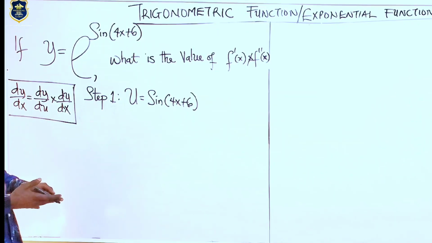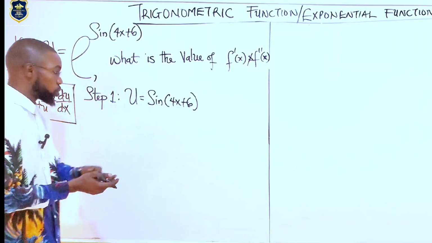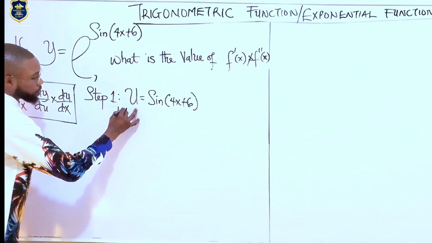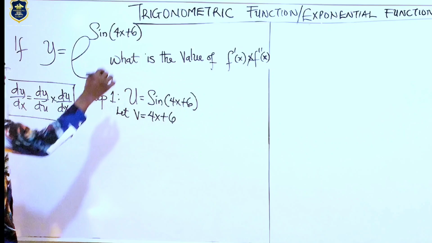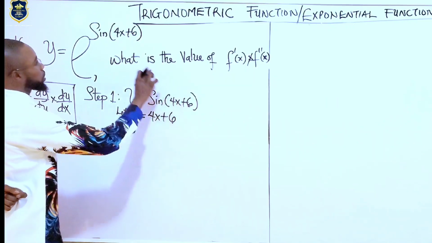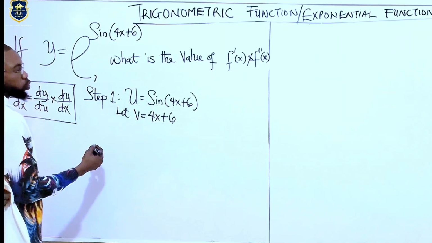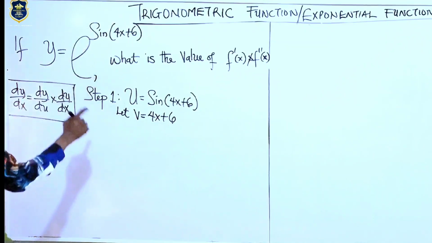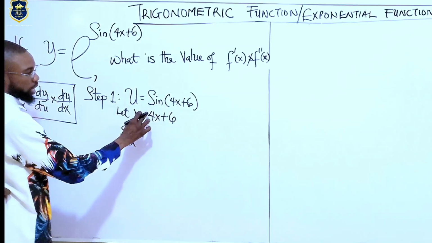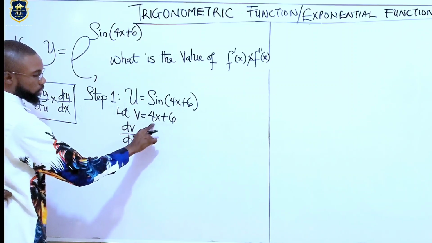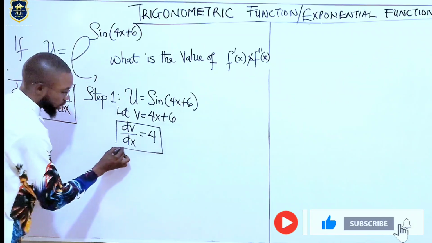But then we have a problem now. How is that a problem? We're going to replace this value with another value. So we can say let v be equal to 4x plus 6. Are you seeing? We have u replacing everything here, and v replacing this part. So we differentiate with respect to x. Let's differentiate v with respect to x first. dv over dx: v with respect to x gives us 4. If we differentiate that, we have 4.